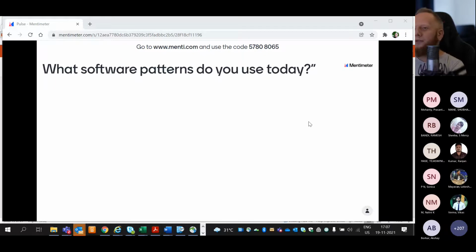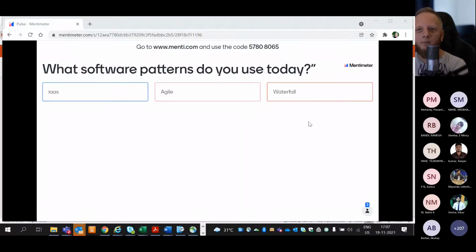Okay. So the first question here is, what software patterns do you use today when you're building your applications for your customers? I'm not going to mention any examples here because I don't want to influence the responses. So whatever comes to mind, the first couple of words that come to mind that you use in your day-to-day job today, not what you want to use, but what you're actually using today. It can be anything. There's no wrong answer here.